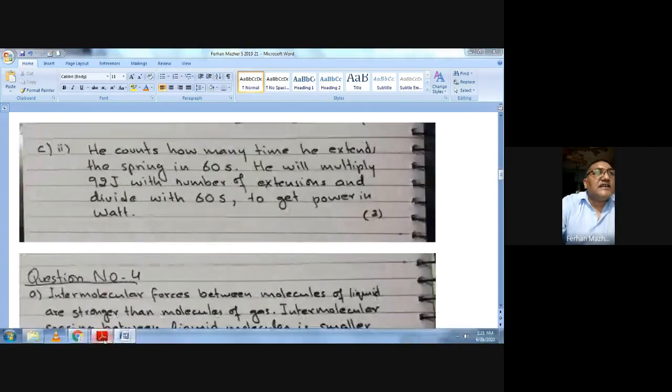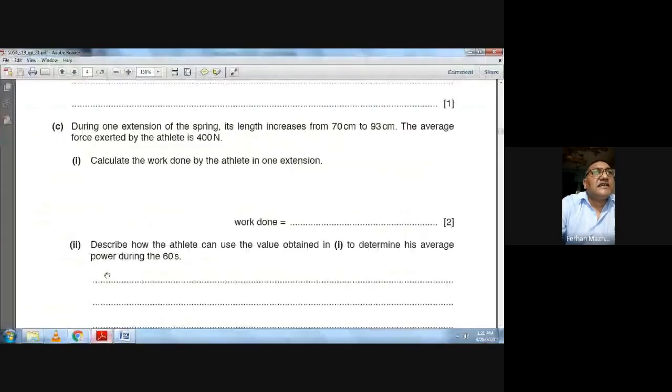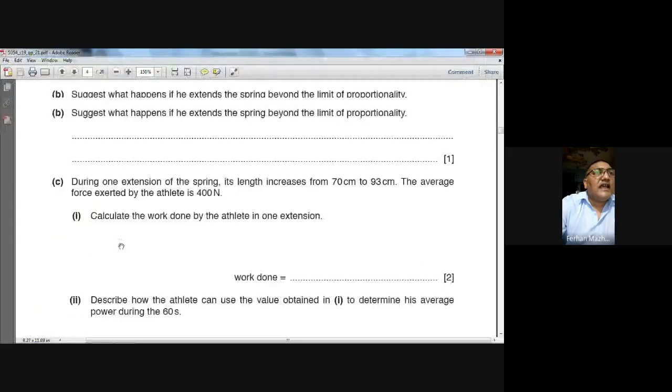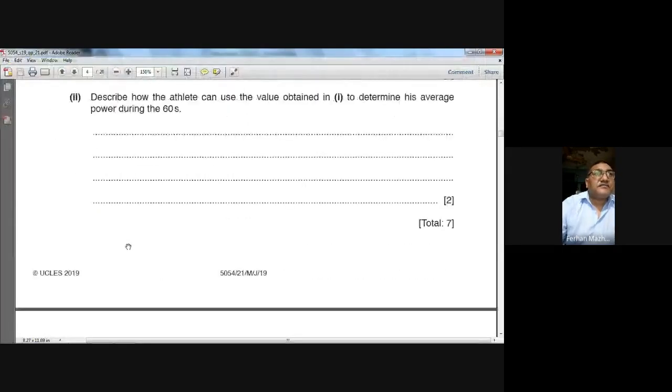Okay, we are moving to the next part. It's question number 3, and it's C and its second part. Describe how the athlete can use the value obtained in the first part to determine his average power during the 60 seconds. So the question is how we can determine the power of the athlete which he creates in 60 seconds. I know in the first part of the C that when he does one extension, how much work is done. We just calculated this.